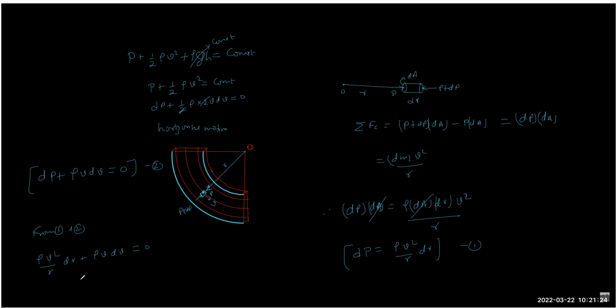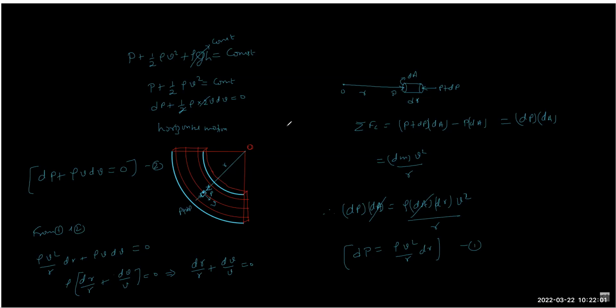And if I divide by v square on both sides, what we get is rho times (dr by r plus dv by v) equals 0. And rho is a multiplier, so it will also be 0. So eventually what we get is dr by r plus dv by v equals 0. And if you integrate both sides, it becomes ln r plus ln v equals constant.